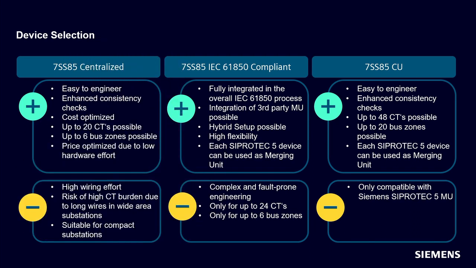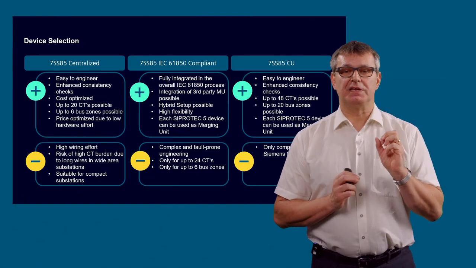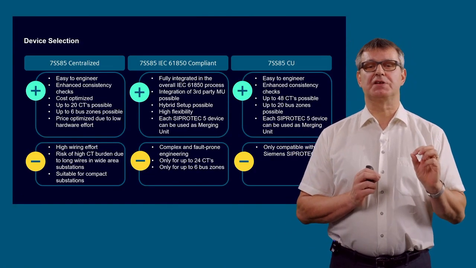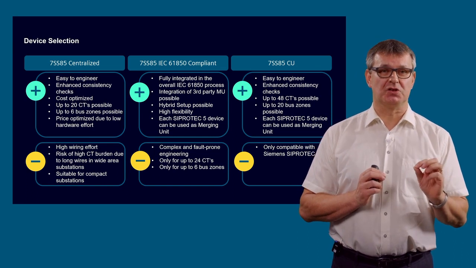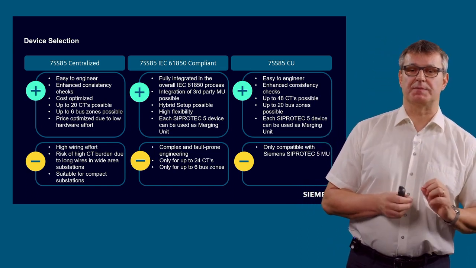Up to 48, beginning with 9.40, which will be released hopefully during this week. There will be 48 CTs possible, up to now only 45 CTs. There are up to 20 bus zones possible with the 7SS85CU solution, and the same as in the IEC 61850 compliant solution, you can use each modular SIPROTEC 5 device as a merging unit, as a bay unit for the distributed busbar protection. I forgot this on the slide, very important.